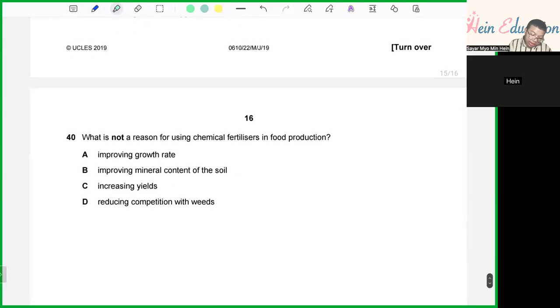So proceeding to the last question, what is not a reason for using chemical fertilizers in food production? They are asking for what is not a reason. Improving growth rate is a reason we use chemical fertilizer. Improving mineral content is a reason. Increasing yields is a reason, and reducing competition with wheat. So the correct answer is D, right?